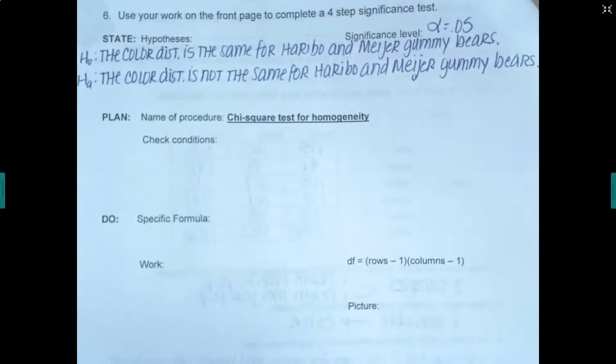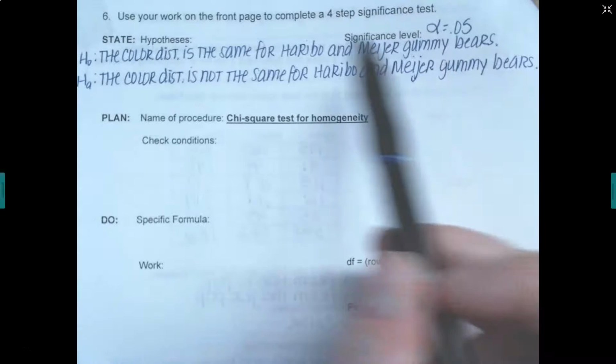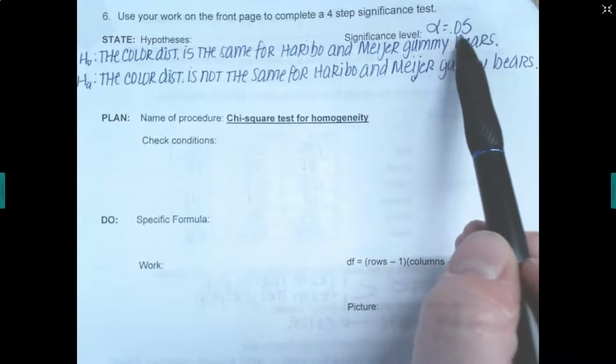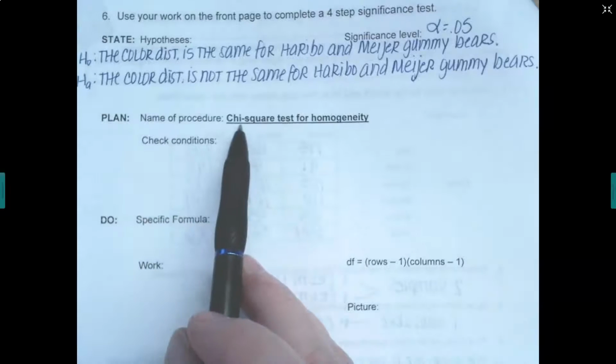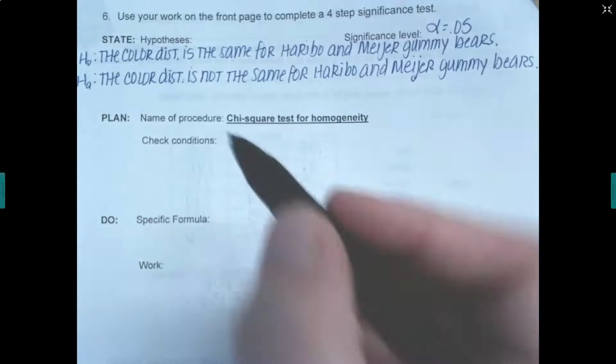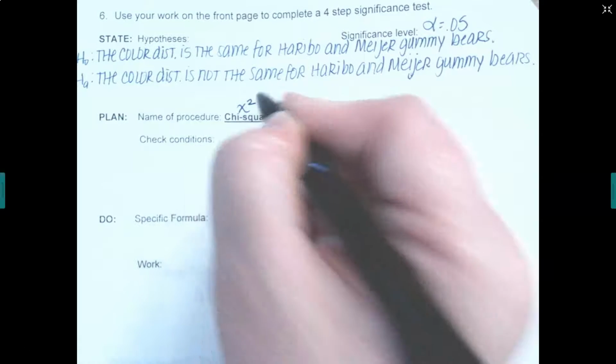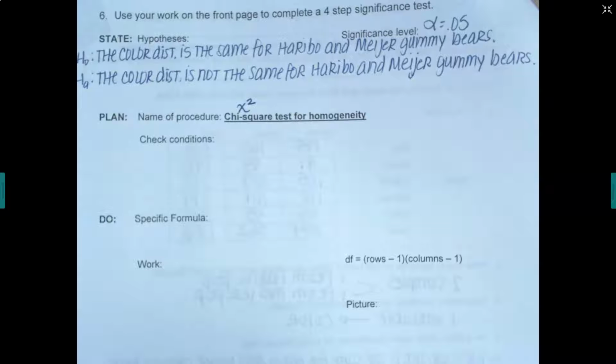All right, so on the back, I just transferred our null and alternative hypotheses from the front. It says we're going to use an alpha of 0.05. It's the most common for things that aren't life endangering. If you're endangering life or medical things, we tend to use 0.01 to be a little more conservative. Okay, so our procedure is a chi-squared test for homogeneity. You could also write it with the chi-squared symbol. You don't have to spell it out. So now let's check our conditions.